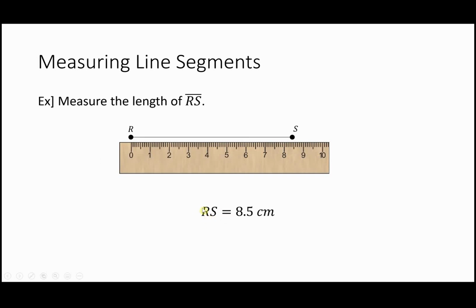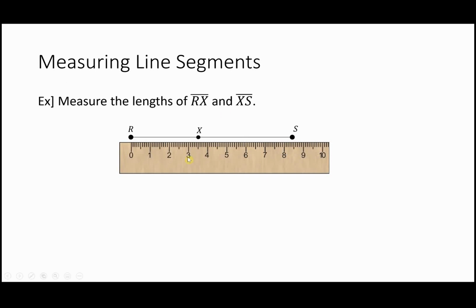Yes, all of that goes into just the simple R and S sitting next to each other because we want to read the context of this scenario here, where we've measured the line segment and we are reporting it. So therefore this reads, the measure of line segment RS is equal to 8.5 centimeters. Okay, great. Let's measure some more.